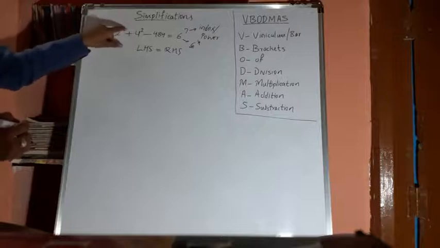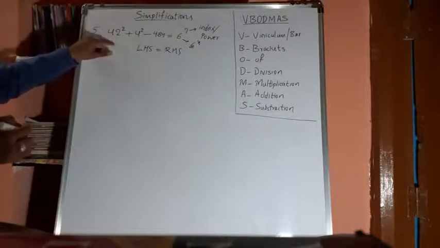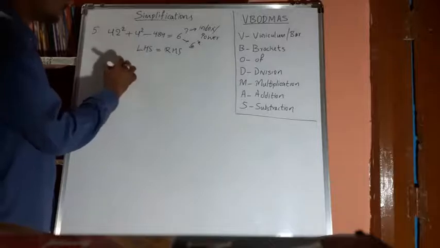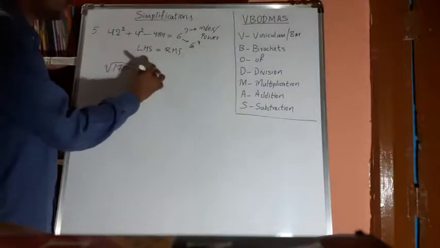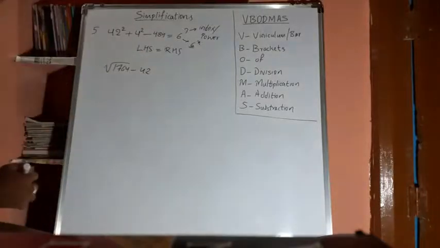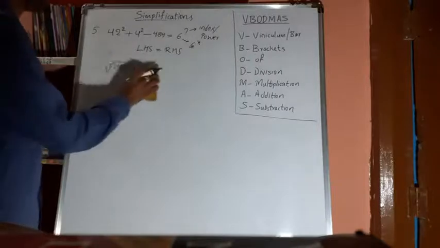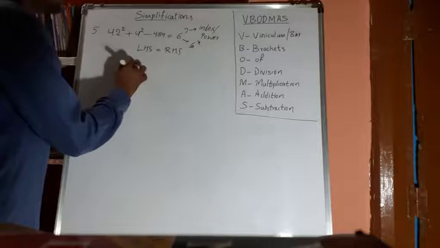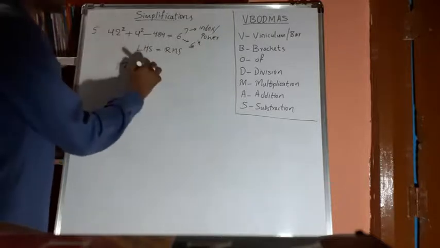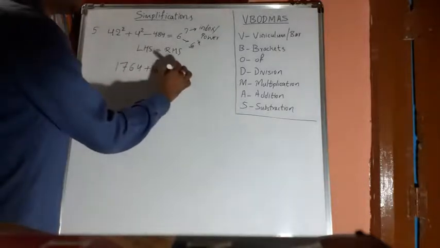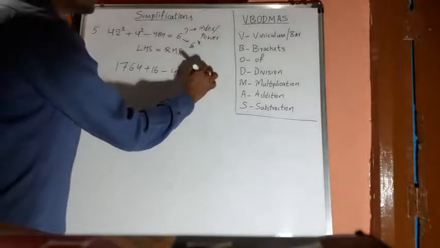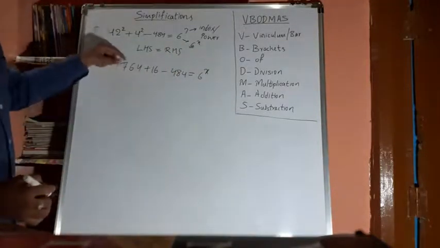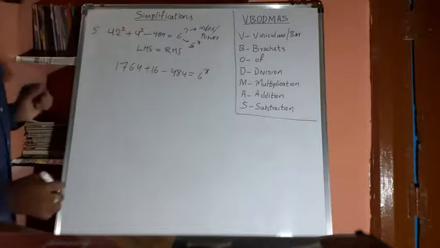42 square. So what is 42 square, friends? In your first example, we have done that, right? The square root of 1764, we have found 42. So just write that value. 42 square is how much? 1764. See, 1764 plus 16 minus 484 is equals to 6 raised to x. Don't waste this step again. You can add here itself and do the subtraction.